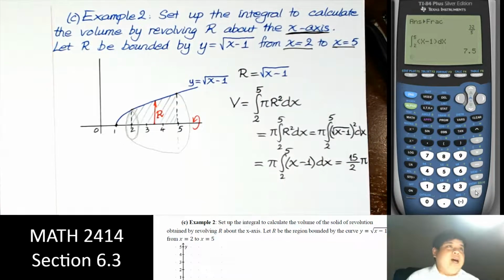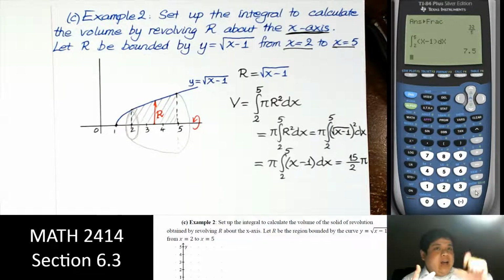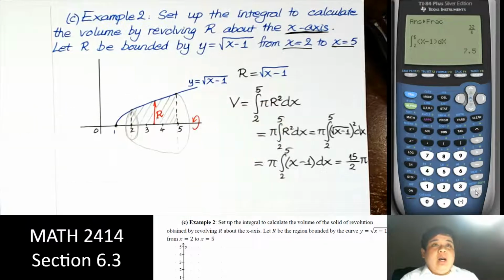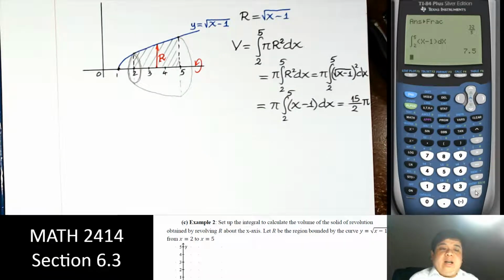So pretty much that. Under this method, if it is rotated about the x-axis, that's going to be dx, easy. Determine the limit for x, also easy. Pi, and then the radius squared. Only need to determine what the radius is, and then we square it. That's pretty much it on this method.